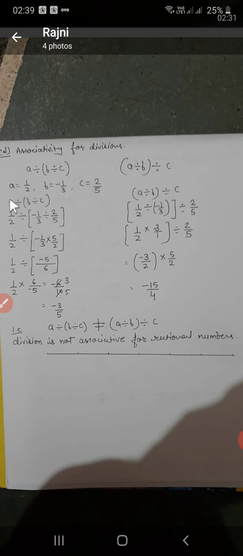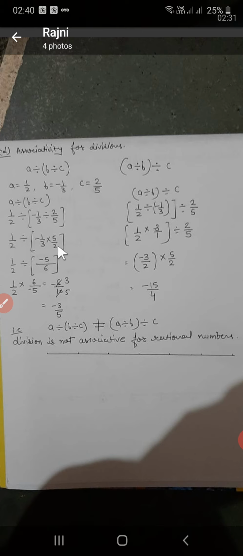Just have a look. Put a value of a 1 by 2, value of b minus 1 by 3, value of c 2 by 5. See here 1 by 2 division sign. If we change division into multiplication, we reverse the number. 2 by 5 will become 5 by 2 because we are changing the sign. Same, minus 1 by 3 multiply, here 2 by 5 will become 5 by 2.